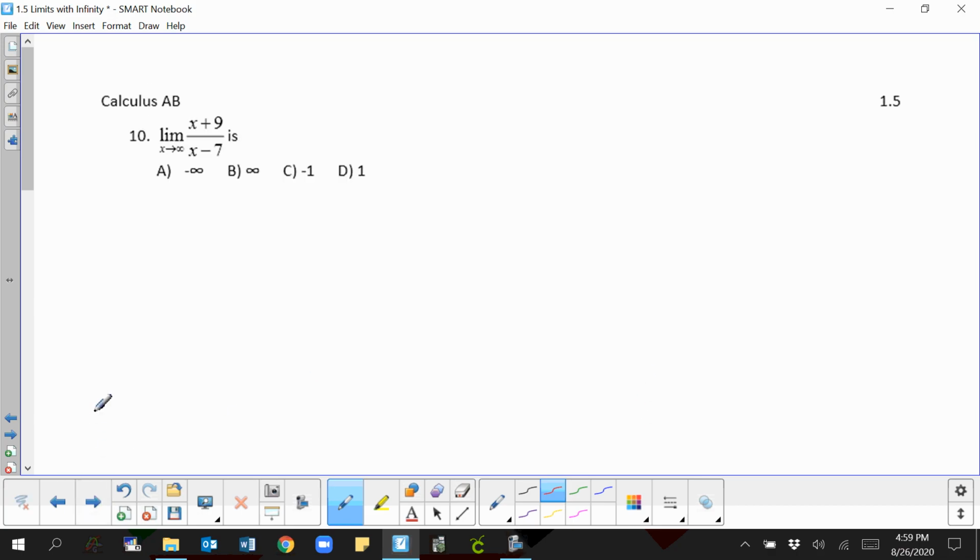And let's look at 10. This one we're going off to infinity. So we're going to use our horizontal asymptote rules. We've got the same over same. So we're looking at 1 over 1, which is just going to give me 1 because we have same over same.